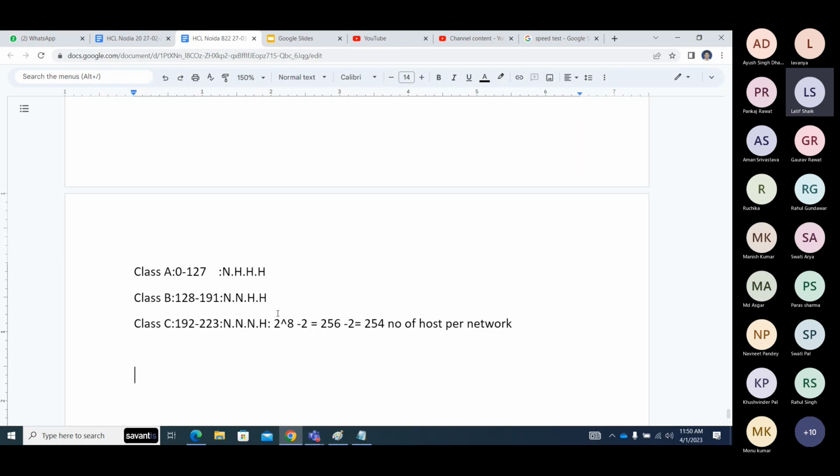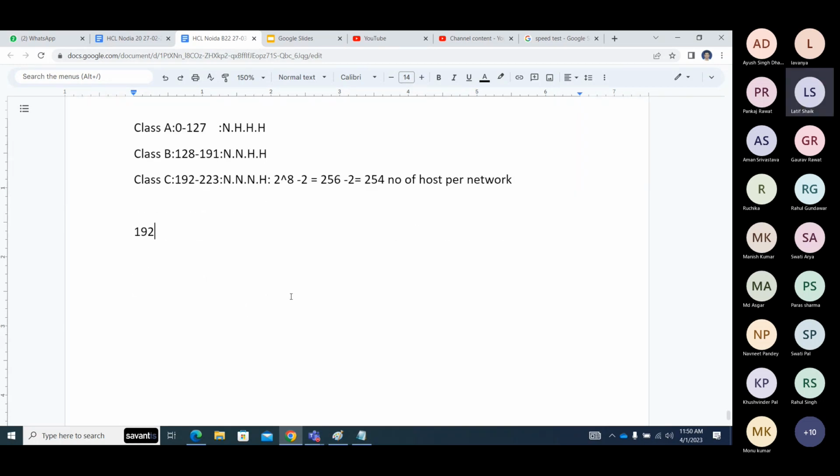Say you have taken one class C network. For example, this is my network, 192.168.1.0. This is the start of the class C IP address, and we call it the network ID. It's the start of the network. Remember, the network portion should always be the same. Hosts will be 1, 2, 3, 4, like roll numbers. This is the first valid host ID or IP address.